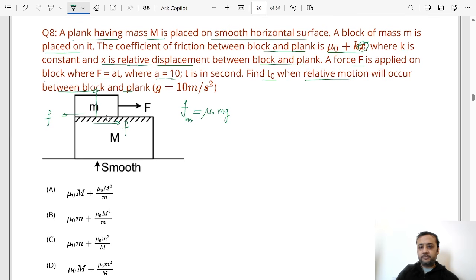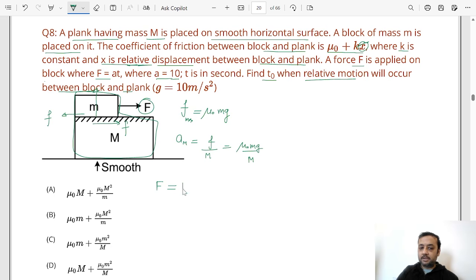Now, if you look at capital M only, we can say that only this force of friction is acting on the capital M, right? So what is the acceleration of capital M? That will be this friction upon capital M. That means mu naught mg upon capital M. Now remember, till this time both the blocks are moving together. Hence we can say that the system will also have the same acceleration. So if you consider the entire block, m plus M, as a system, only one force F is acting.